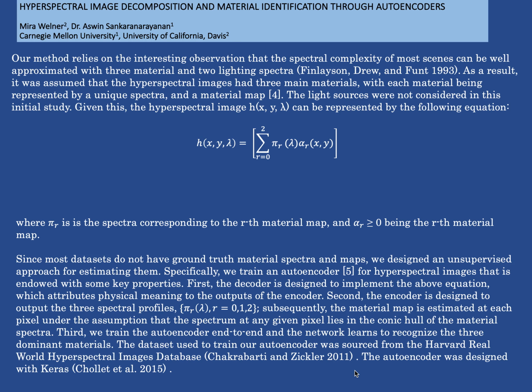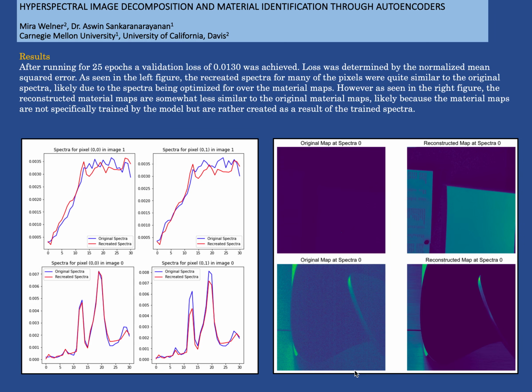Once that happened, we ran it for 25 epochs, and we got a very low validation loss. As you can see, the accuracy of the spectra is much, much higher than the accuracy of the material maps. That's likely because the spectra were selected for rather than the material maps. But certainly work needs to be done to improve the accuracy of the material maps.